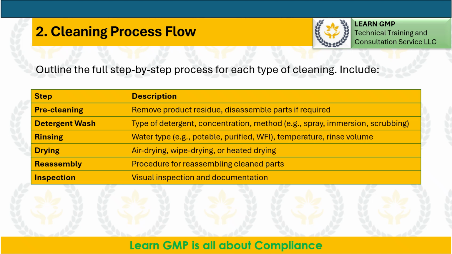Cleaning process flow. Outline the full step-by-step process for each type of cleaning. Include step and description. Pre-cleaning: remove product residue, disassemble parts if required. Detergent wash: type of detergent, concentration, method, for example, spray, immersion, scrubbing. Rinsing: water type, for example, potable, purified, WFI. Temperature, rinse volume. Drying: air drying, wipe drying, or heated drying. Reassembly: procedure for reassembling cleaned parts. Inspection: visual inspection and documentation.